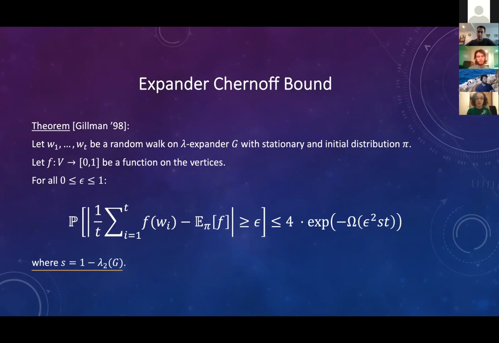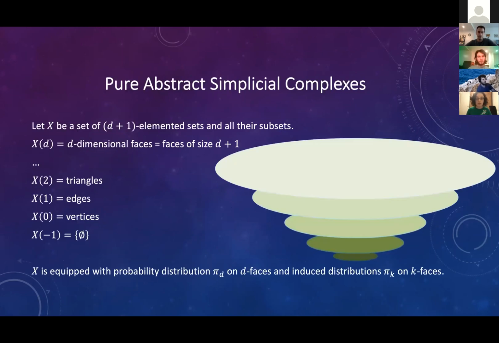So let's define a few high-dimensional definitions. Pure abstract simplicial complexes are similar to graphs, except here we have vertices, edges, and also sets of more than 2 vertices, like triangles. All of those sets are called faces, and the dimension of a face is its size minus 1. So the dimension of a vertex is 0, for example. Now, a pure abstract simplicial complex is a set of d-dimensional faces and all of their subsets. Our complexes are also equipped with a probability distribution on the d-dimensional faces and induced distributions on k faces.